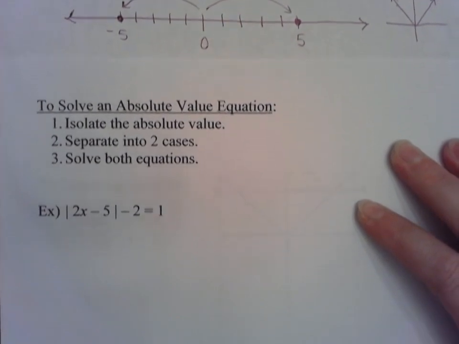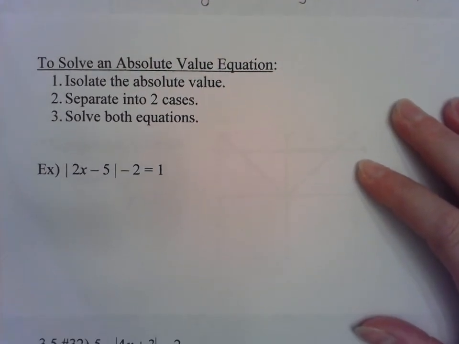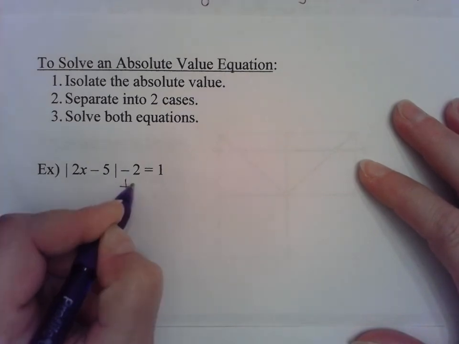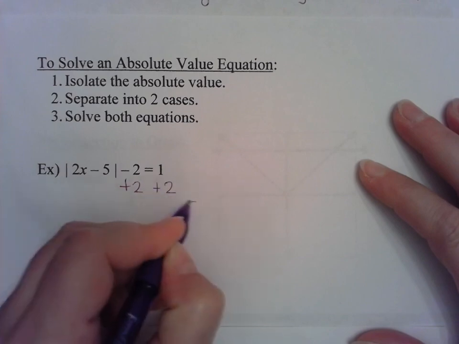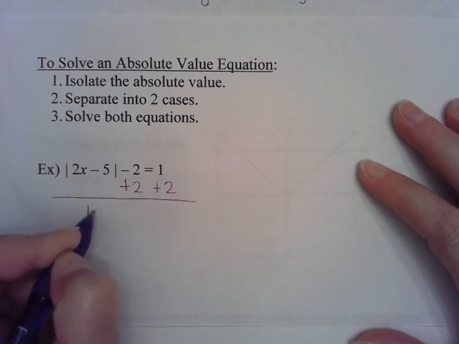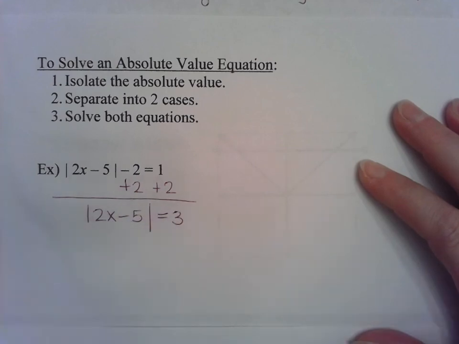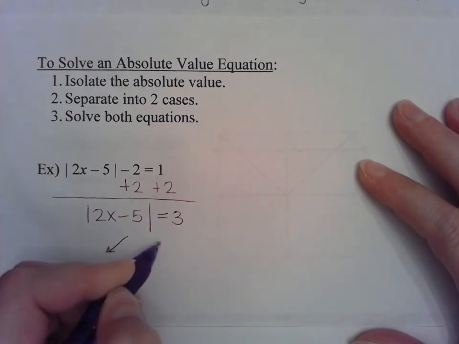Okay, so let's try this one out. So we have the absolute value of 2x minus 5, minus 2 equals 1. The first step is to get the absolute value alone. So we'll move this 2 over to the right-hand side by adding. And then we're going to separate this into those same two cases.